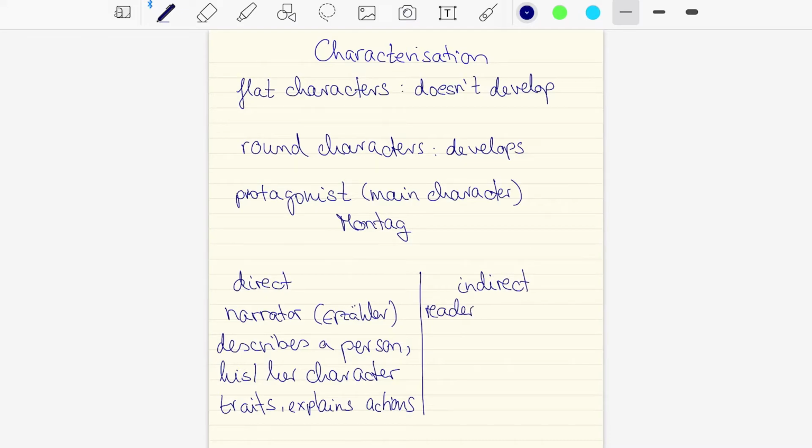So the reader has to infer what the character is like. To infer means he has to find out for himself, from what she does, from his actions, from what he or she says, and his behavior and statements, you could say.